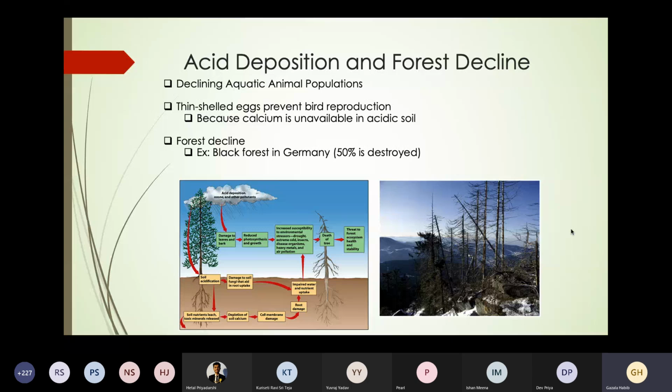Okay. Acid deposition. The problem with acid deposition after acid rain is that you will find destruction of forests, because it seems like they are burned. There are other problems. Thin-shelled eggs prevent bird reproduction. Forest decline. So these are the common problems which have been observed during acid rain.